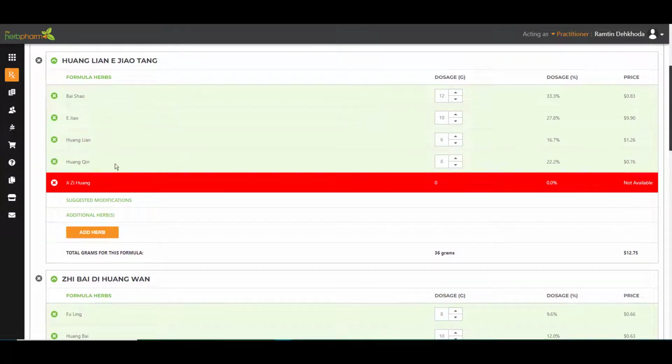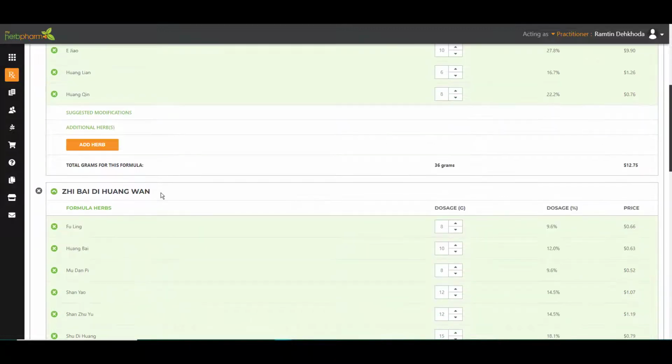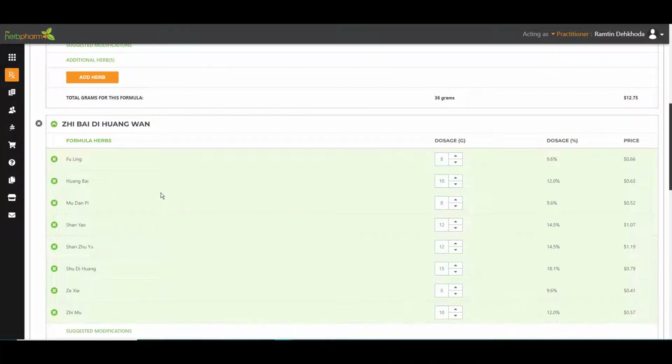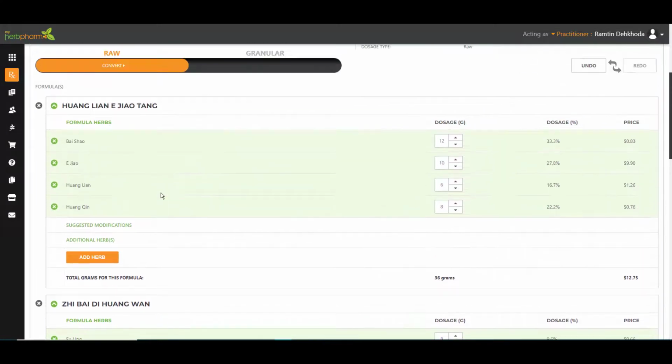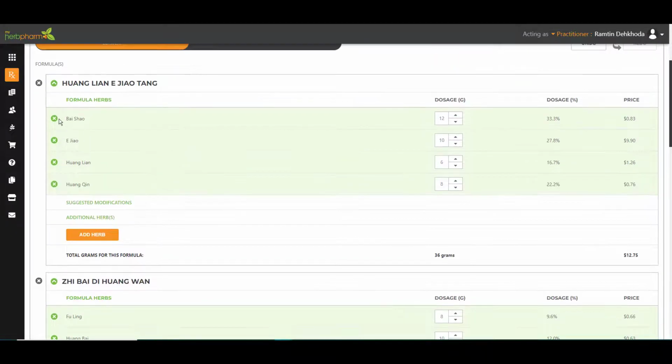First, I'll see if there's any overlap. We got Huang Lian, Huang Qin, Jiao, Bai Xiao. Okay, and when it turns red like this, that means our pharmacy does not carry it. So let's take a look. I do not see any overlap. If there's overlap, I usually just delete it so we could have one of them. I do like to keep Bai Xiao, great herb, and Jiao, great herb also for that yin deficiency with heat.